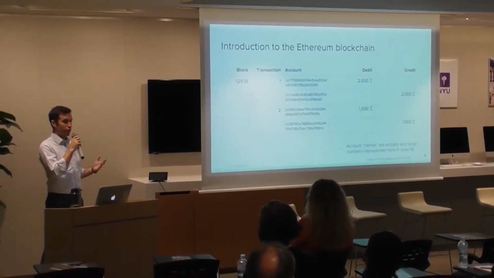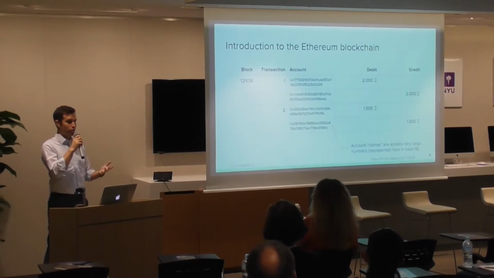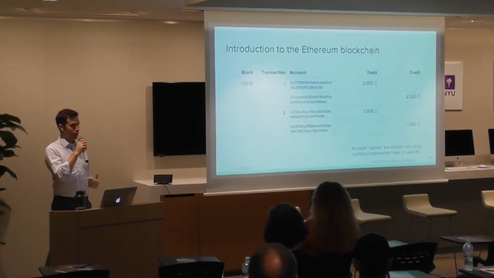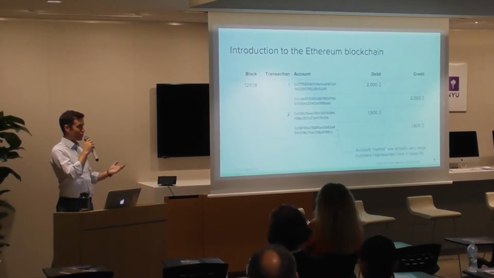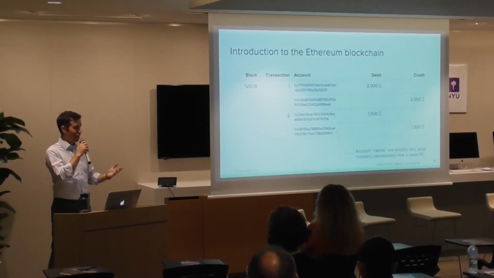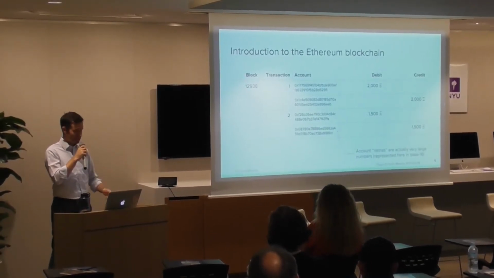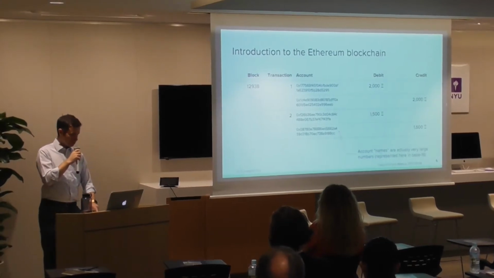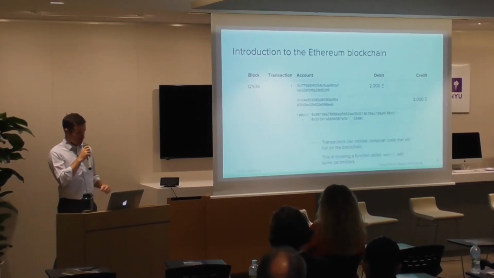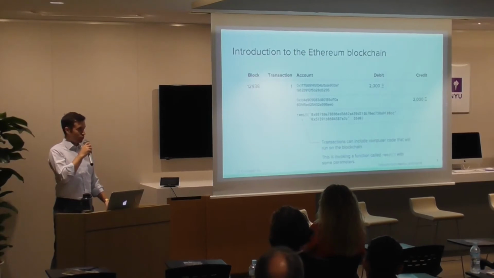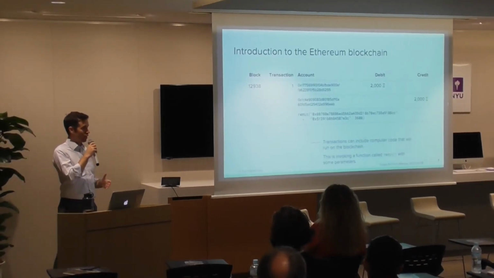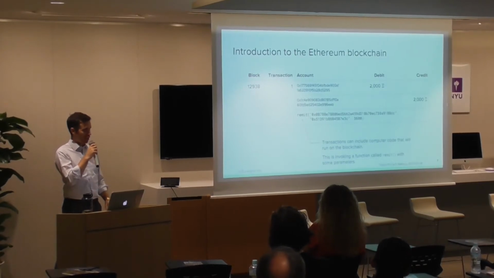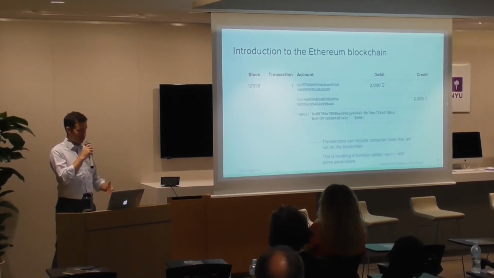Account names are not actually names, they're represented by numbers, so it's like a bank account number, and these are impossibly large numbers. There's more account numbers in the Ethereum namespace than atoms in the universe. So we're never going to run out. Some transactions can also include computer code. So in this case, we now have Alice sending Bob 2,000 Ether and also calling a computer function called remit.